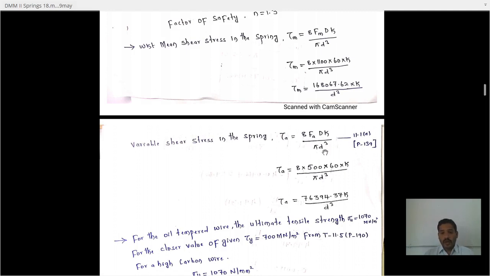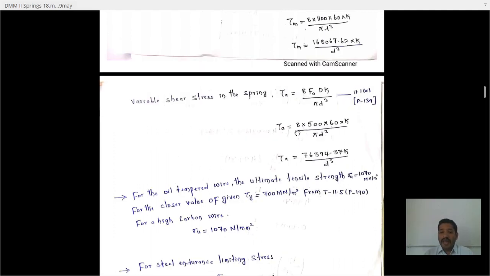So if you want this equation of variable shear stress, we have referred to page number 139, equation number 11.18. Okay dear, 8 as it is. So here, variable force, how much is given here? 500 is given, and the mean diameter, how much is given? 60 is given into, we don't know the value of Wahl's factor. Keep as it is by pi into d cube as it is.